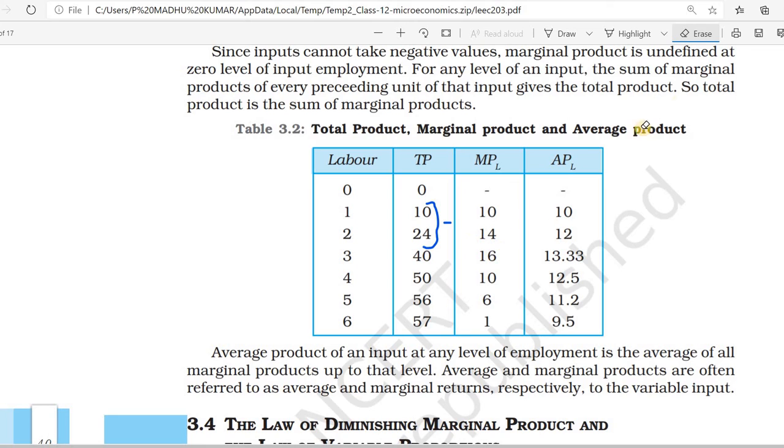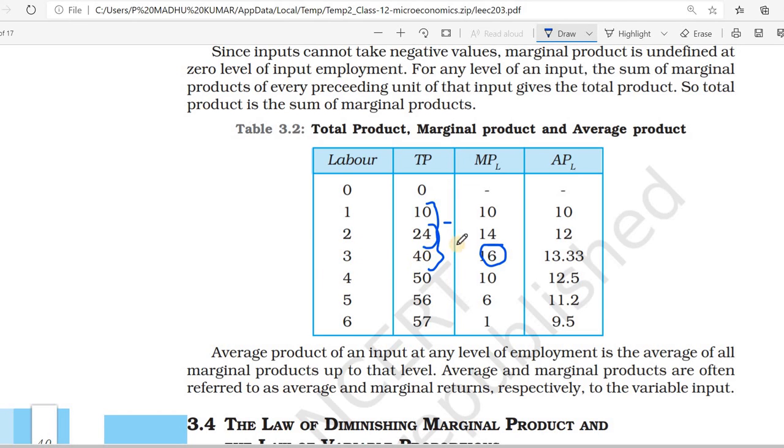Then what is the average product? Average product means total product divided by labor. Means 24 divided by 2, 12. 10 divided by 1, 10. Then next one we can find out. What is the difference between 24 and 40? 16. That one is the marginal product of this much labor.